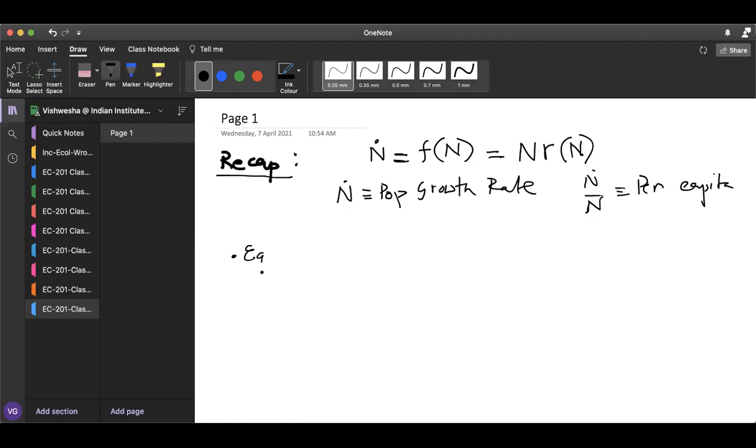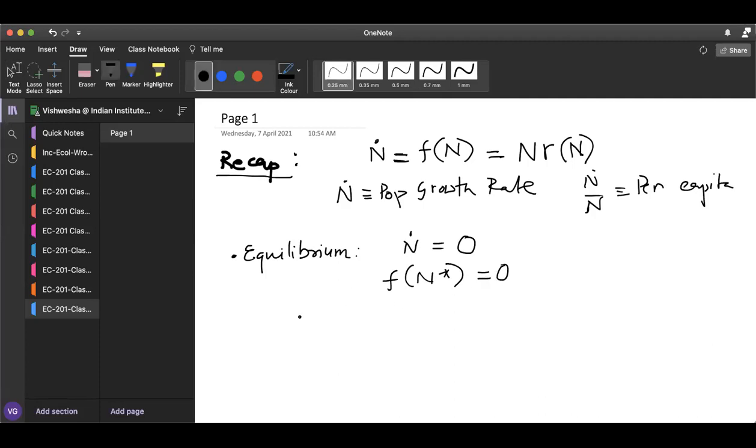And once we have that, how do we go about making predictions or analysis of this mathematical model? We look for what we call equilibrium. Equilibria are population sizes at which the growth rate is basically zero. And how do we find this? By solving f of n star equals 0.